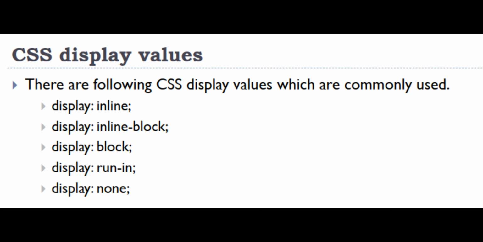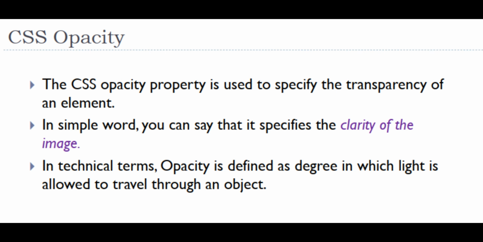CSS display values. There are following CSS display values which are commonly used: display: inline, display: inline-block, display: block, display: run-in, display: none. CSS opacity. The CSS opacity property is used to specify the transparency of an element. In simple words, you can say that it specifies the clarity of the image. In technical terms, opacity is defined as the degree to which light is allowed to travel through an object.